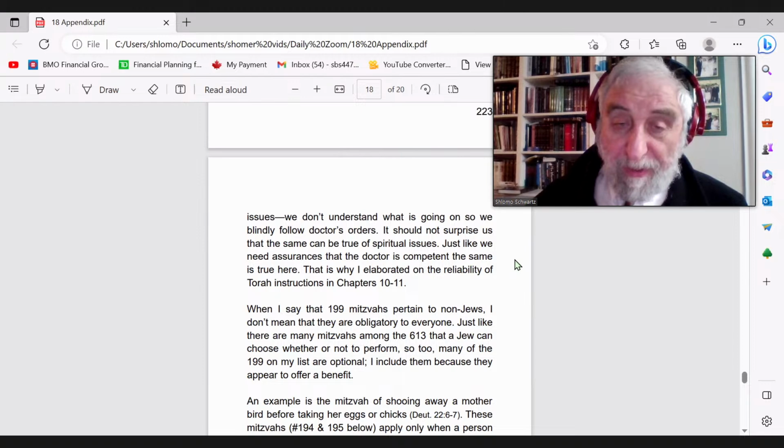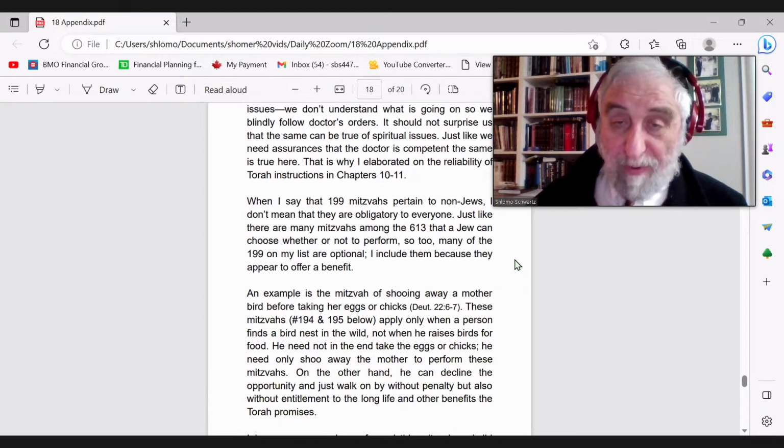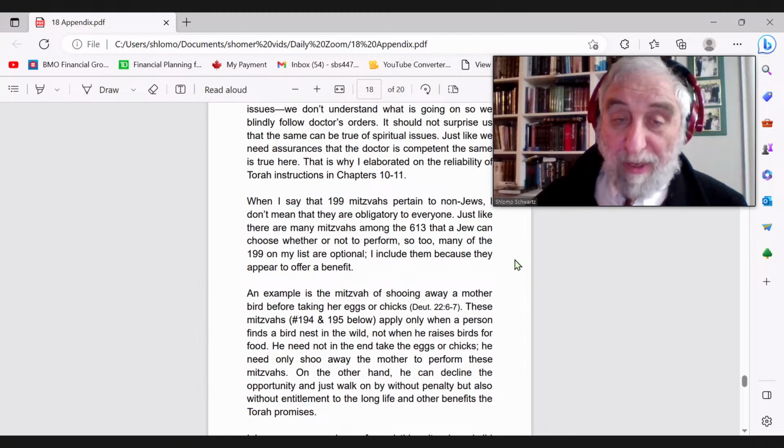When I say that 199 mitzvahs pertain to non-Jews, I don't mean that they are obligatory to everyone. Just like there are many mitzvahs among the 613 that a Jew can choose whether or not to perform, so too many of the 199 on my list are optional. I include them because they appear to offer a benefit.